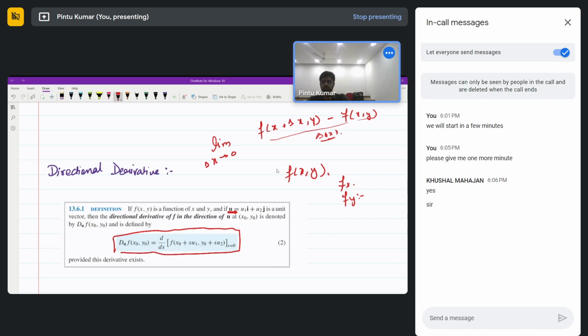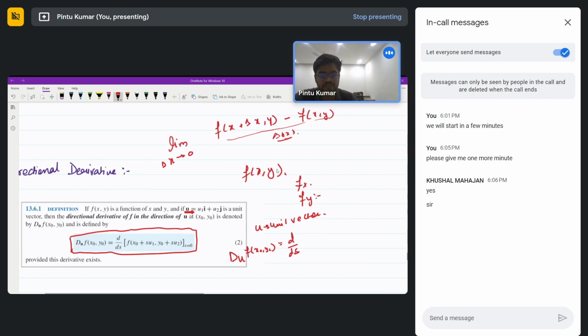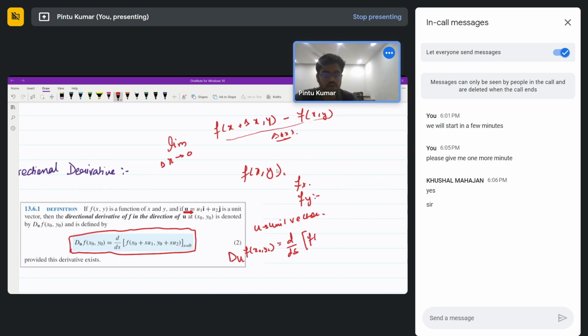So if you move in direction of u, where u is some unit vector, then the directional derivative in direction of u at some point x naught comma y naught is given by, first of all you will incorporate a fictitious variable s, and this is given by f of x naught plus su1 comma y plus su2 at s equal to 0.